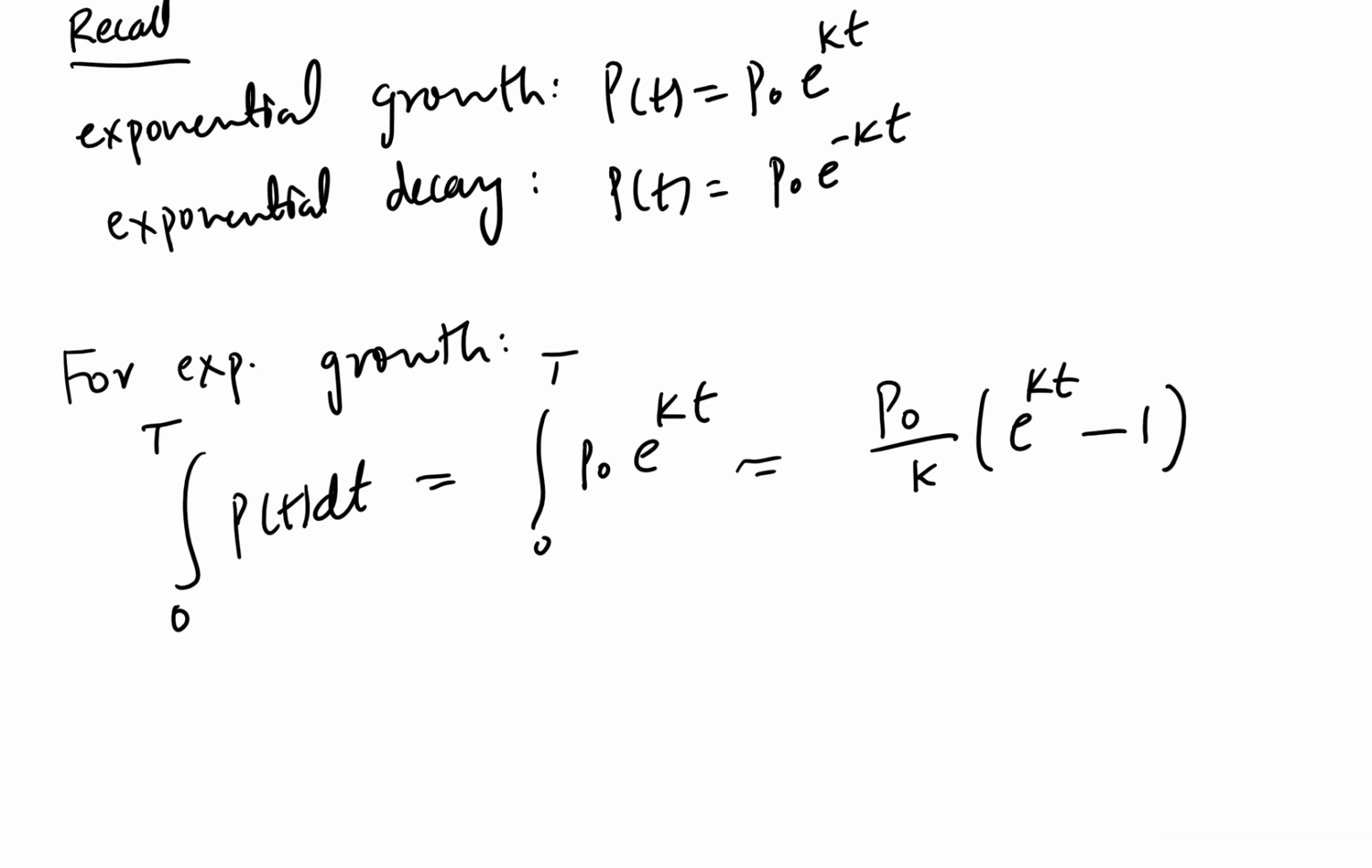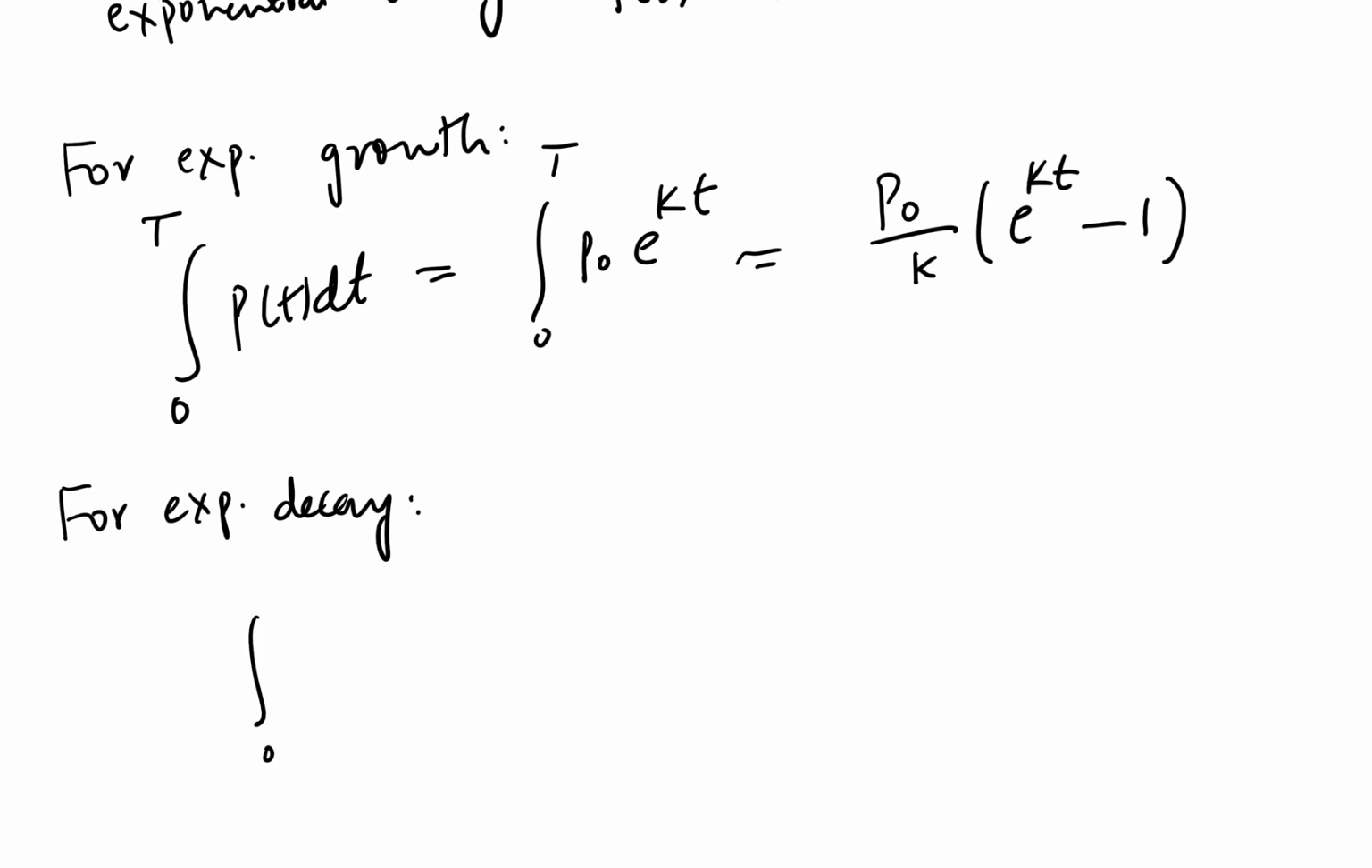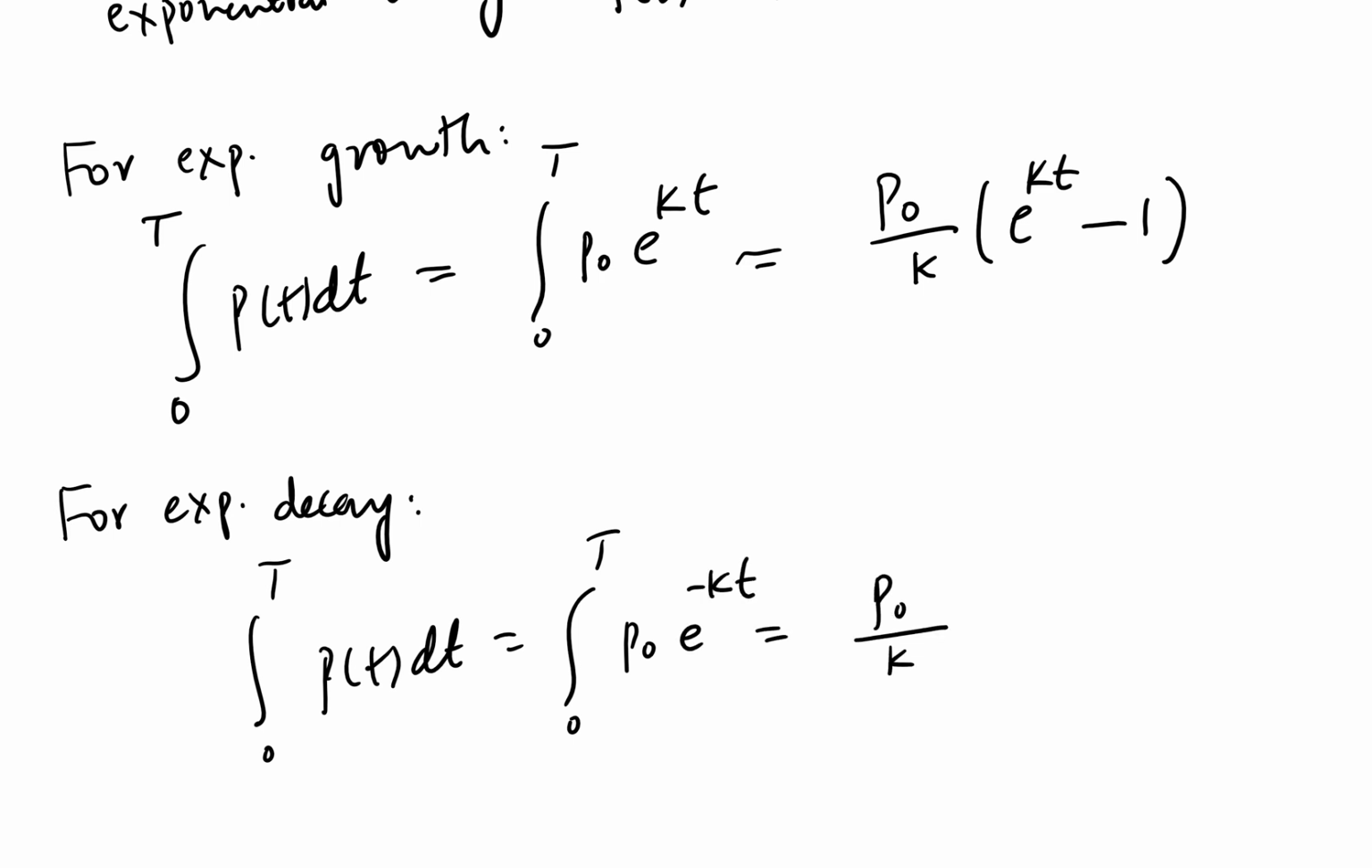As a formula, for exponential decay, the integral 0 to t of P of t dt is the integral 0 to t P0 e to the negative kt, and that gives us P0 over k times 1 minus e to the negative kt. Those are the two functions that will help us find what it gives us as an integration.